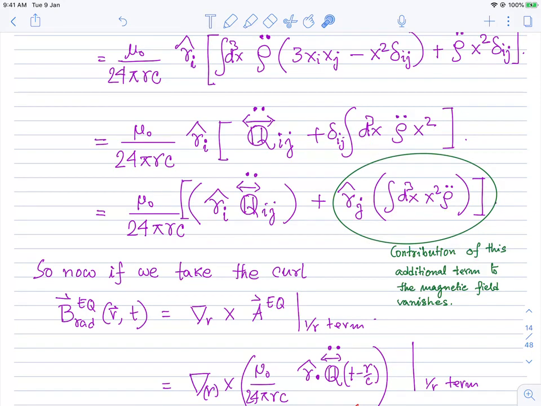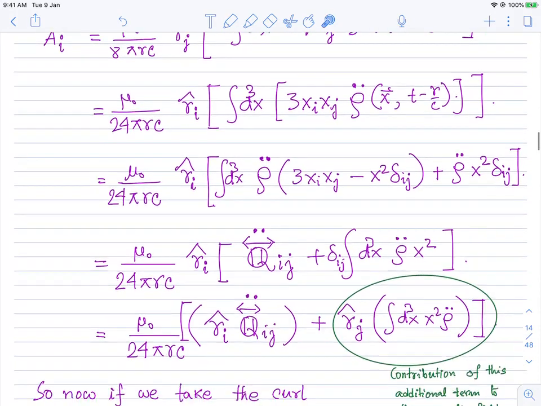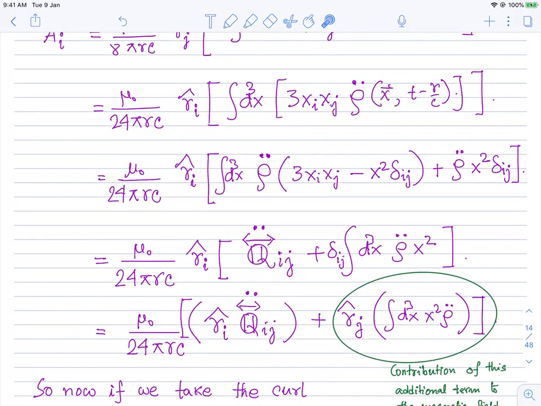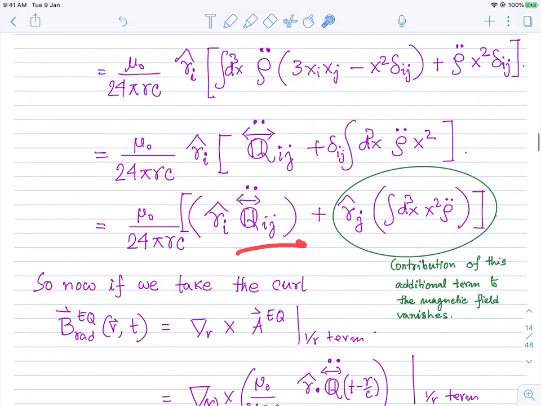Okay, so as far as the magnetic field is concerned, whether this is this q or the actual quadrupole moment, it's the same thing. Because in the curl, this additional term being curl free in this sense will not contribute to the 1 over r power of the magnetic field. Okay, because this is not going to contribute to the 1 over r power of the magnetic field, therefore we can forget about this term and just convert the simple q into the quadrupole moment q. Okay, that's how it works.